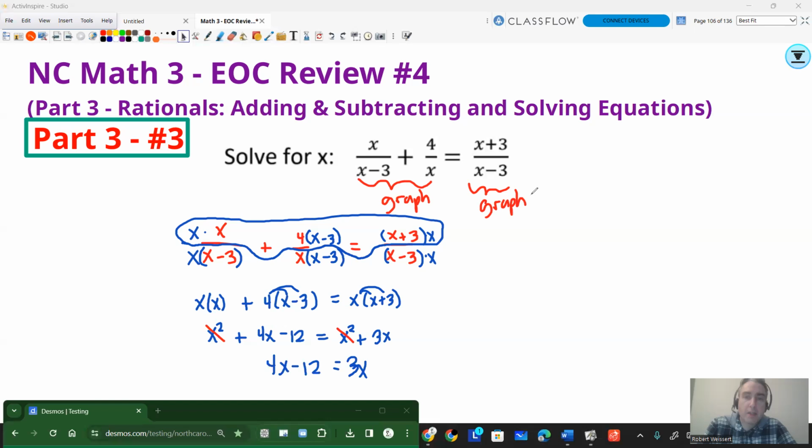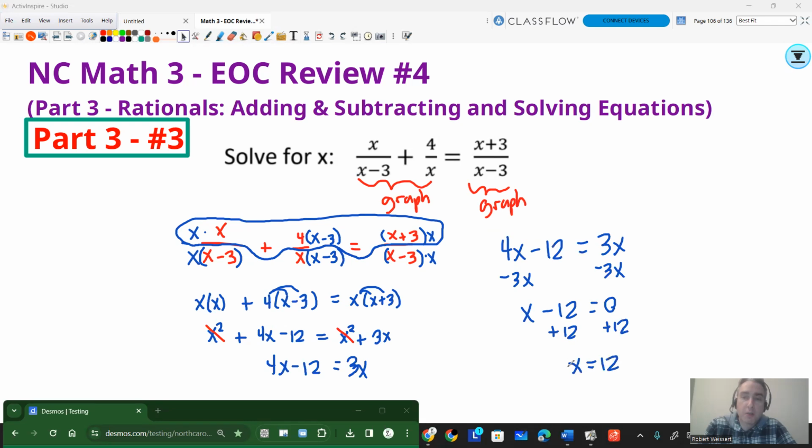Now, if I subtract the 3X from both sides, let me write it up here, 4X minus 12 equals 3X. If I take away 3X, I'm going to get X minus 12 equals 0. And then from there, I can just add 12 to both sides. And so there are no extraneous solutions. 12 was the answer that I got from the graph. 12 is the answer by hand. My restrictions, X cannot equal 3 and X cannot equal 0. So those don't really impact my answer. So that's question 3. Pause the video, write it down if you need to, and let's go on to the next question.